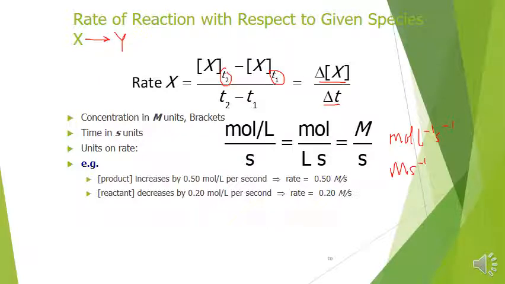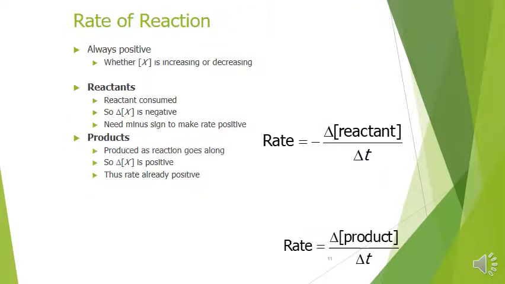Okay. The other thing to keep in mind here is that the brackets represent concentration. So we might say product increases by 0.5 moles per liter. So that's why brackets mean concentration. And here's the concentration right here.